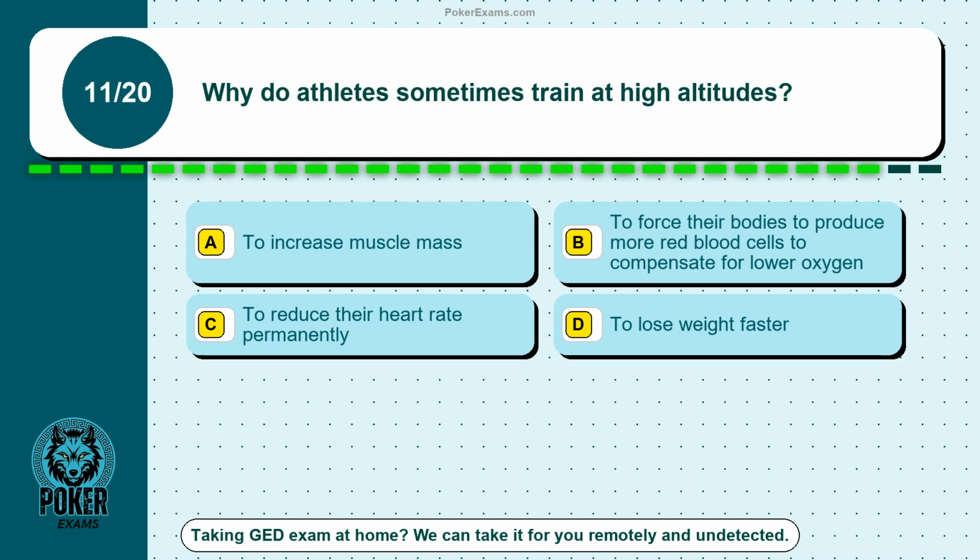Question 11. Why do athletes sometimes train at high altitudes? Option A. To increase muscle mass. Option B. To force their bodies to produce more red blood cells to compensate for lower oxygen. Option C. To reduce their heart rate permanently. Option D. To lose weight faster.